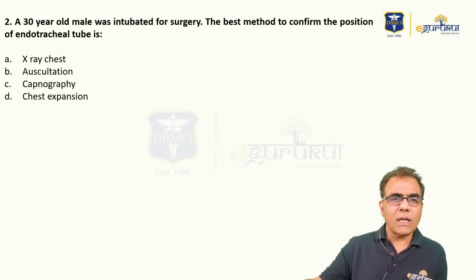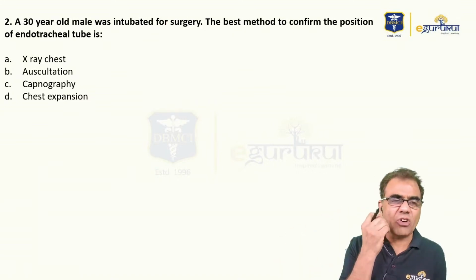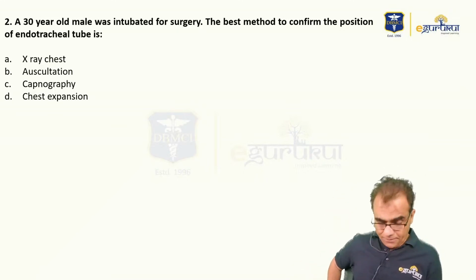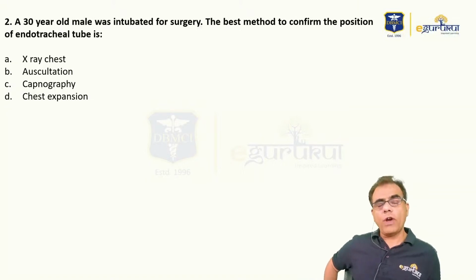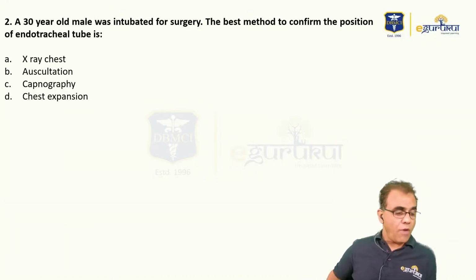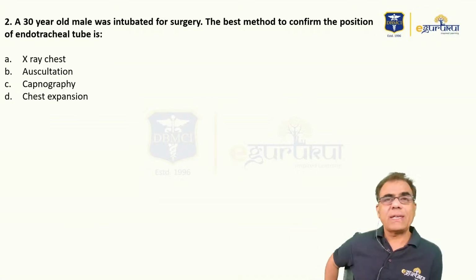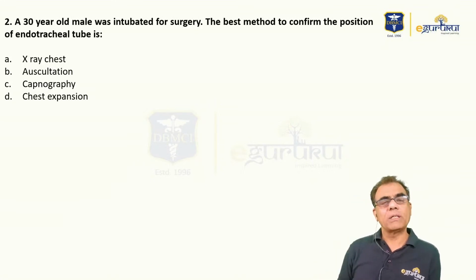A 30-year-old male was intubated for surgery. The best method to confirm the position of endotracheal tube is X-ray chest, auscultation, capnography, chest expansion. Actually, confirming the exact position of endotracheal tube is very important, because if you have wrongly intubated, if your tube is in esophagus in place of trachea, then you will directly kill the patient. So therefore it is very important that you have to confirm the position of endotracheal tube.